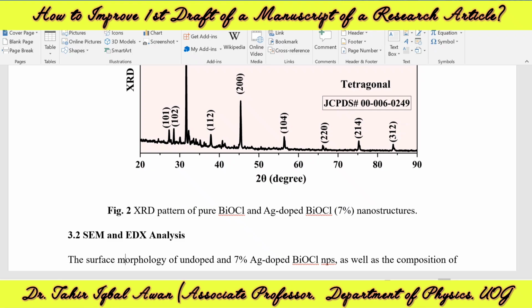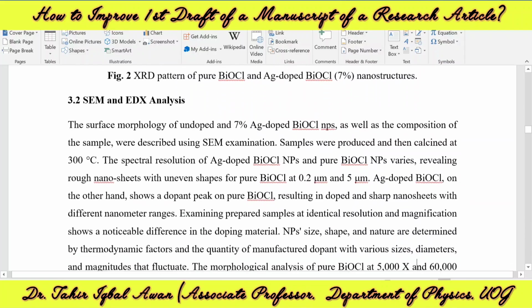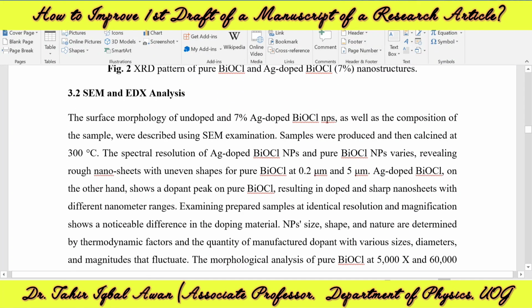The reason is that either you have to use all. In principle, XRD should be at the start, if you have XRD patterns of all the samples and you are interested in including them. Otherwise, XRD should not be at the very first place. You can start with UV-visible, and then you can go for PL, and then you can use SEM and other things.